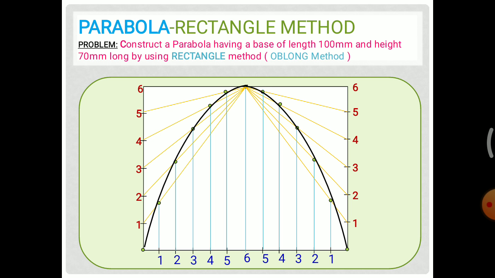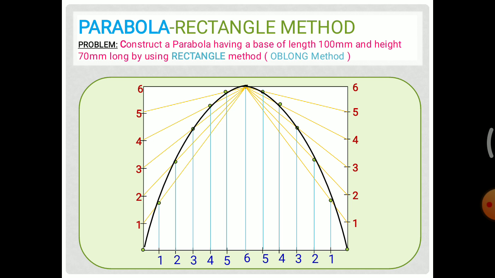And then join all the horizontal points to the vertical points. Then we have obtained intersection points there, and by joining all these points, draw a freehand curve. Thus we have obtained a parabola, which has a base of length 100 mm and height 70 mm.